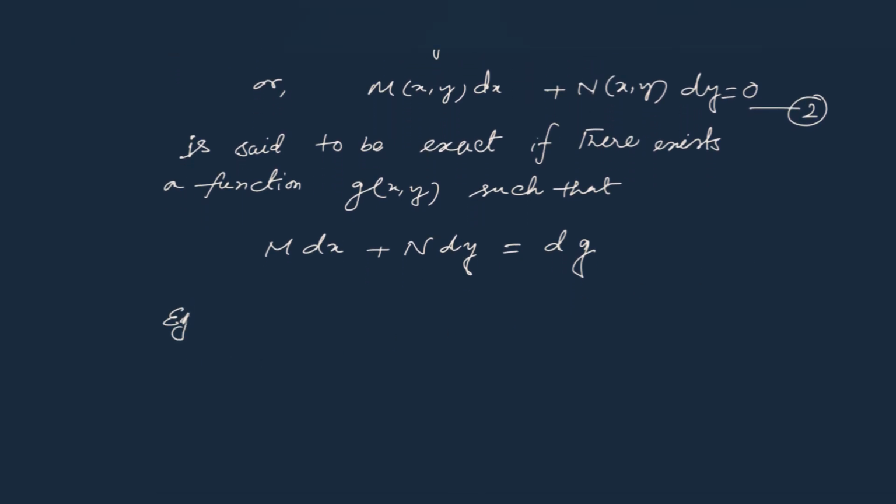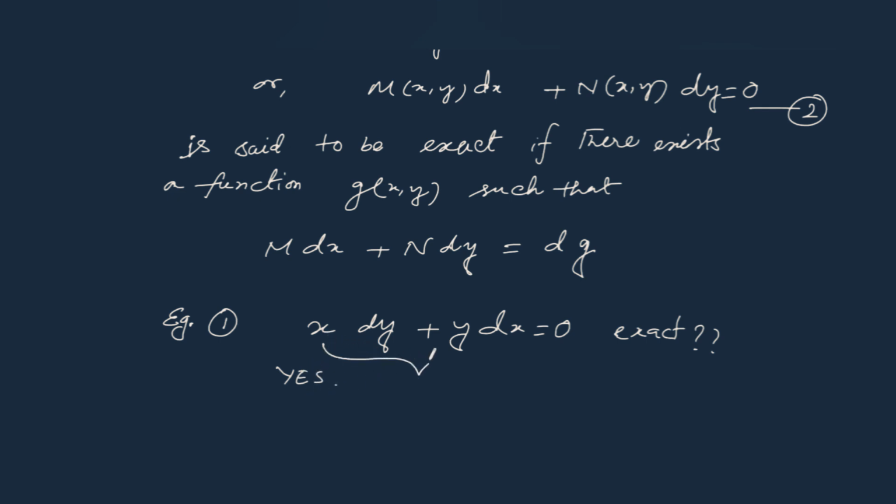So now consider examples. First one: x dy plus y dx equals 0. Is this an exact equation? Answer is yes, because the left hand side can be written as d of xy. So here g is nothing but xy.